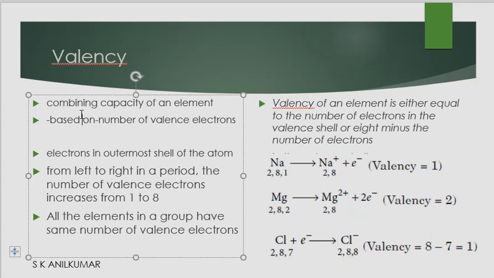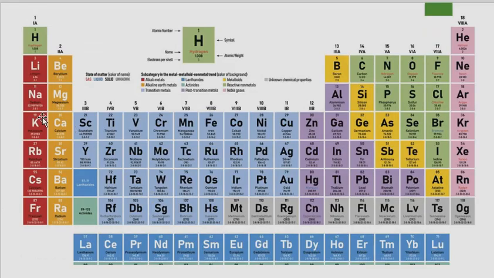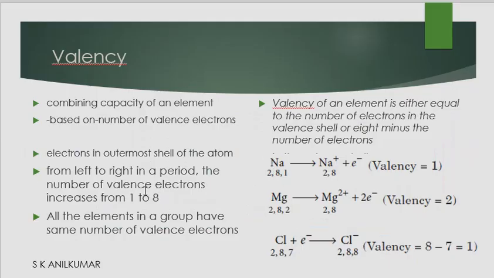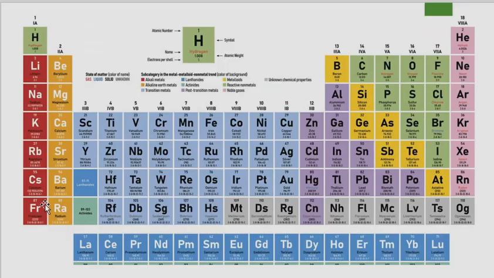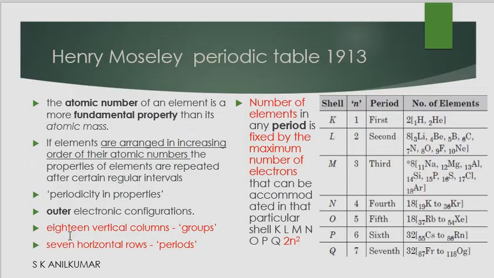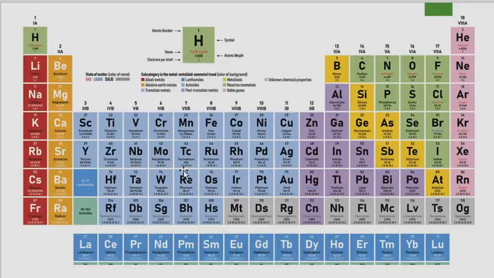Now this valency is the combining capacity of an element, based on the electrons in the outermost shell of the atom. From left to right in a period, the number of valence electrons increases from 1 to 8. When it reaches 8, it has to start again, because the ninth one will have to go to the next row. All the elements in a group will have the same number of valence electrons. What is a group? A group is the 18 vertical columns. So all the elements in the group will have the same number of valence electrons.